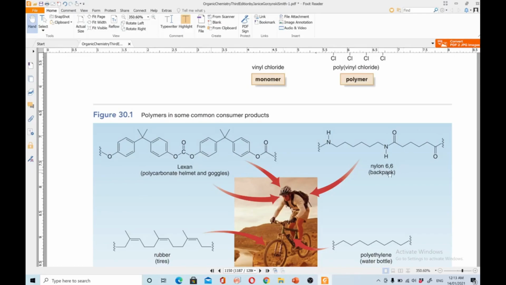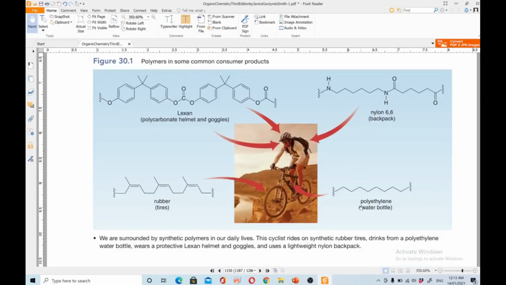And the nylon 6,6 backpack. So these are made up of this compound, and this polyethylene water bottle is made up of this compound, and the rubber of these tires is made up of this molecule. So all of the stuff that a bicycle rider uses is made up of polymers. It's a wondrous world, and polymers make a lot of materials that we use in our daily life.